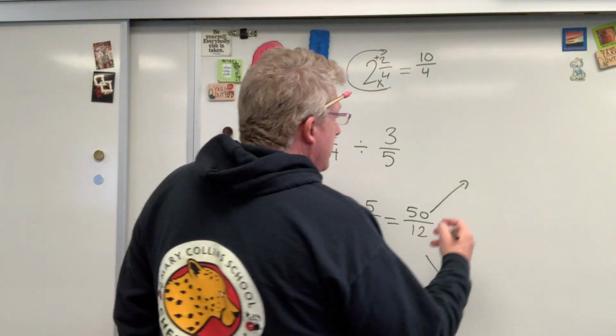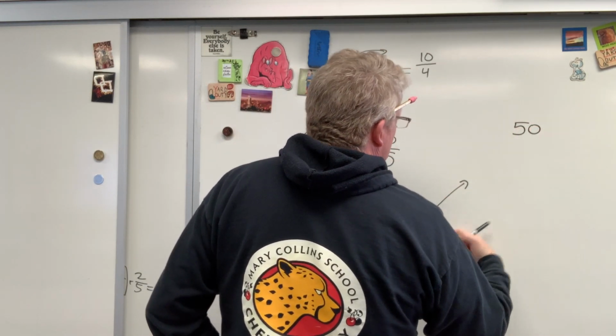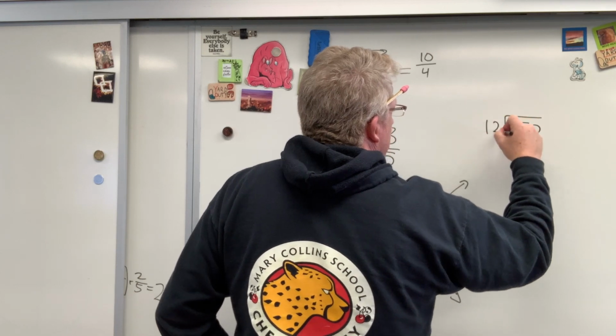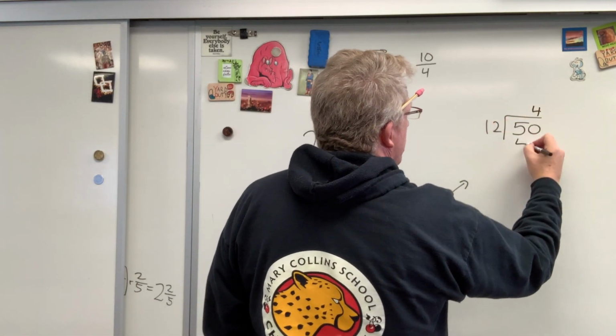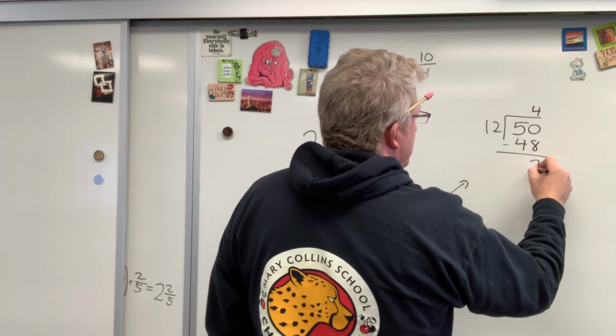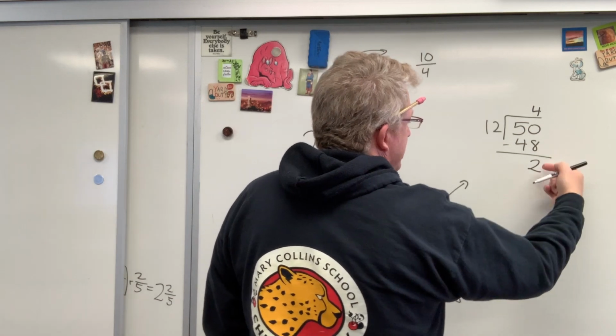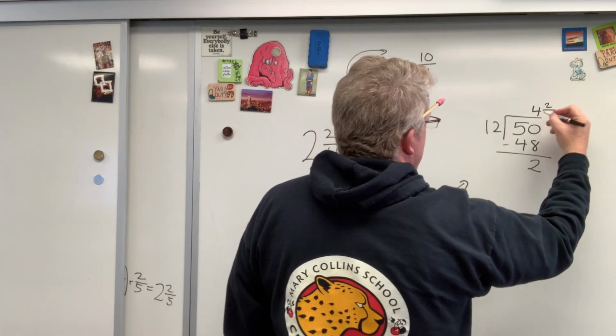So 50 divided by 12. Well, how many 12s are there in 50? That would be 4. 4 times 12 is 48. I end up with 2. This is my remainder. It goes in the numerator. My denominator stays the same.